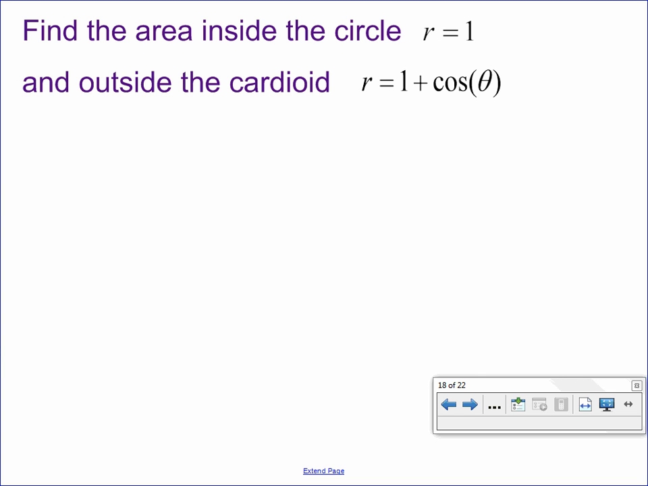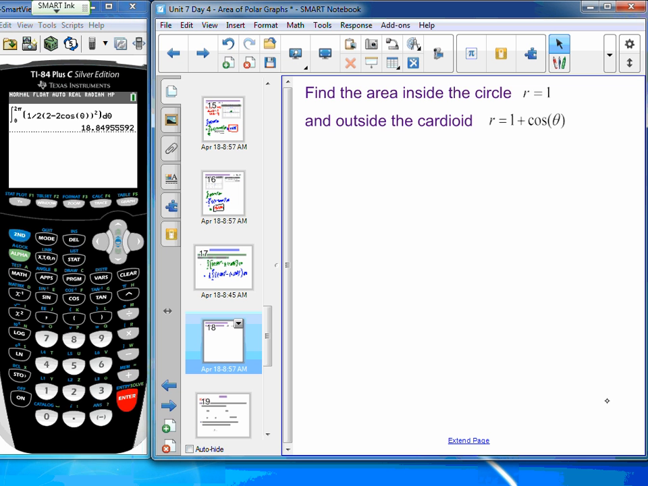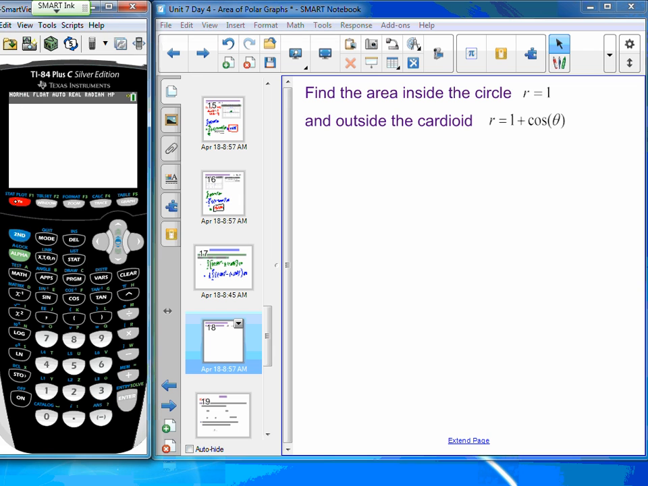So let's go ahead and consider the area that's inside the circle r equals 1, but outside the cardioid r equals 1 plus cosine theta. What does this look like? No idea. Let's go ahead and go to our grapher and inspect. We want r sub 1 to be the circle given by r equals 1. I do know what that looks like. And the cardioid given by 1 plus cosine theta. And I might want to change the window here.